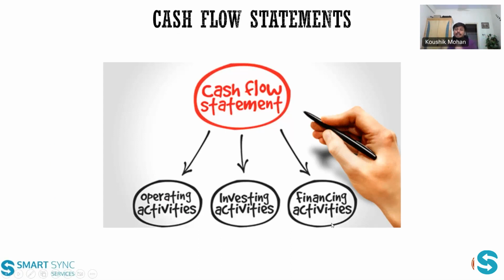He will get some capital, and with that capital he is investing into assets, and those assets will create some sales, and those sales will create some operating profits. So that's how, in the beginning stage of the business, financing cash flow comes first, then investing cash flow, then operating cash flow.